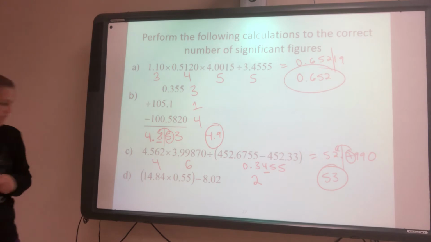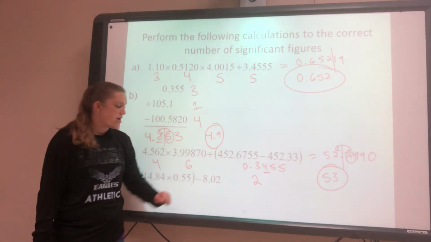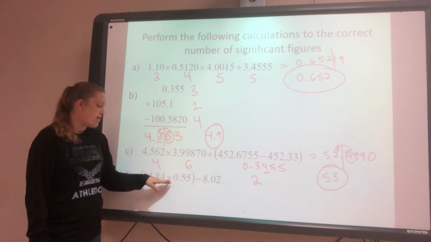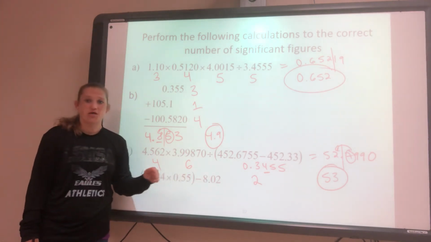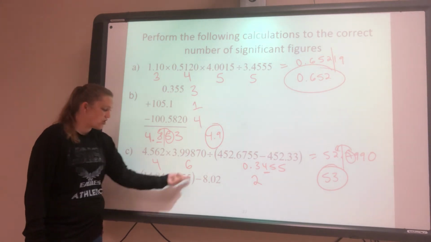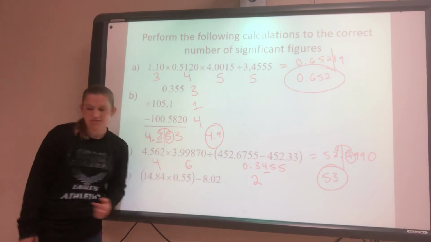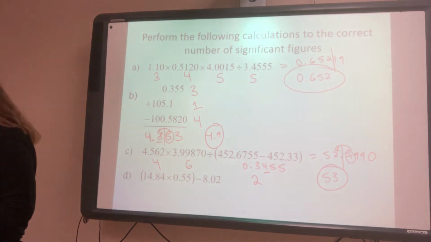All right, last one. 14 times my 0.55 minus my 8. So I've got multiplication and subtraction. So I have to use my order of operations. I do my parentheses first. My parentheses, I do this math. So it's this times this. I do the math. And my number comes out to be 8.162.